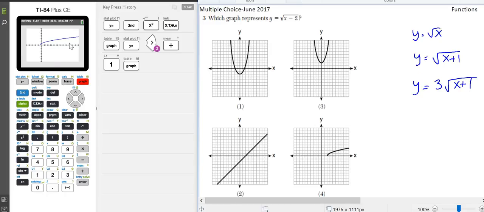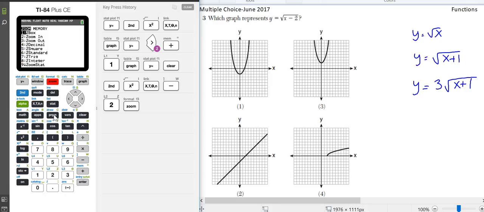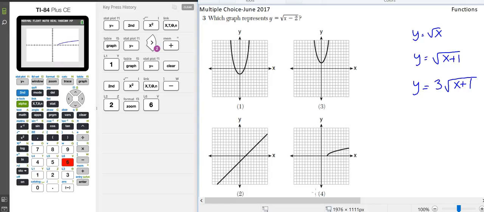Now, the easiest way to answer this question would be to go to your calculator and graph y is equal to the square root of x minus 2. And then press zoom 6 for zoom standard, because notice that all the graphs in the answer choices are 10 by 10 by 10 by 10. And graph it, and you'll see right away that this looks just like choice 4.